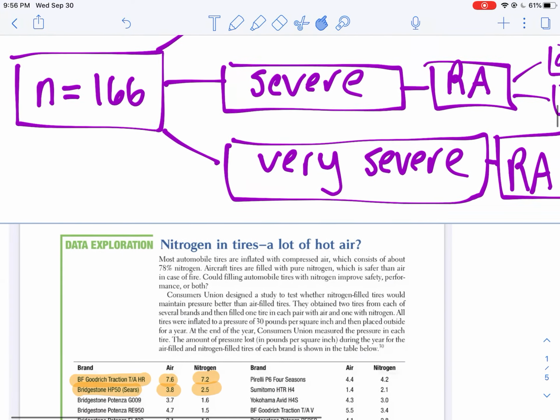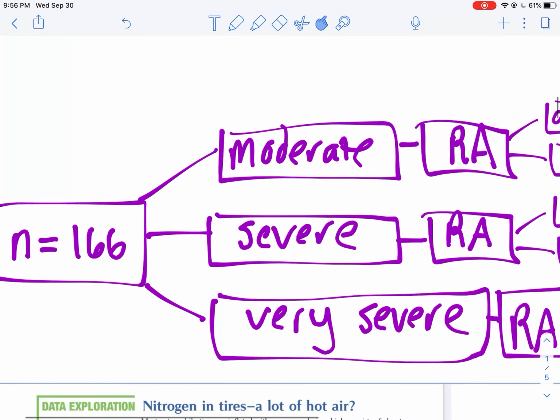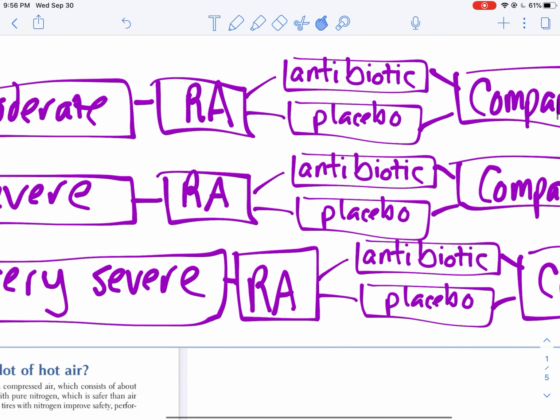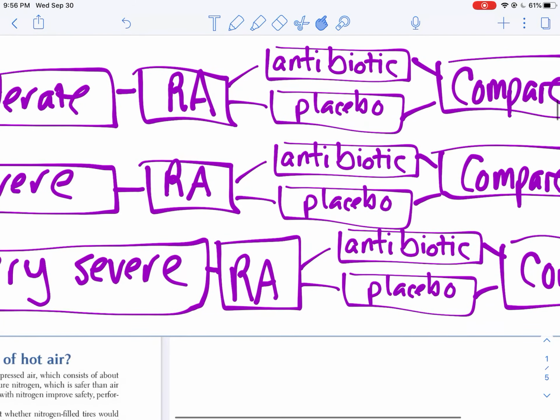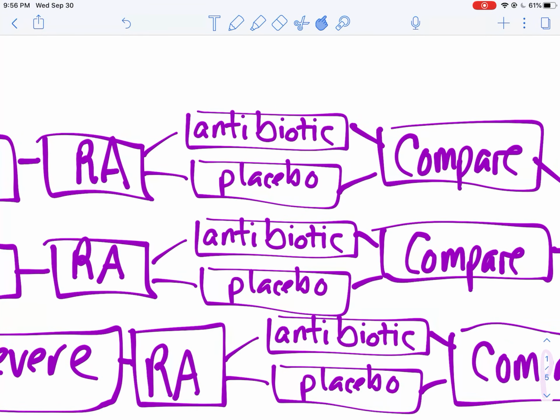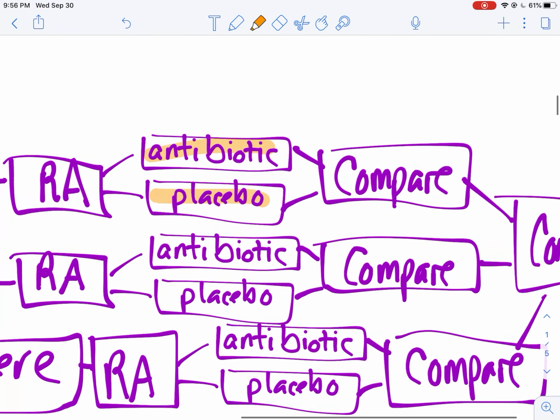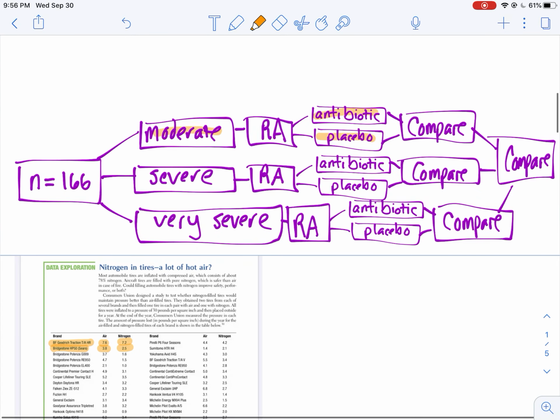Whereas with blocking, as we've talked about a little bit, you take all of your subjects, break them up based on characteristics, and then after that you randomly assign, and then you're comparing groups. In this case, we're comparing an entire group of moderate people who took the antibiotic against an entire group of moderate people who took the placebo, and then comparing the average results. That's the difference. You're comparing groups here, whereas with matched pairs, you're comparing individuals.